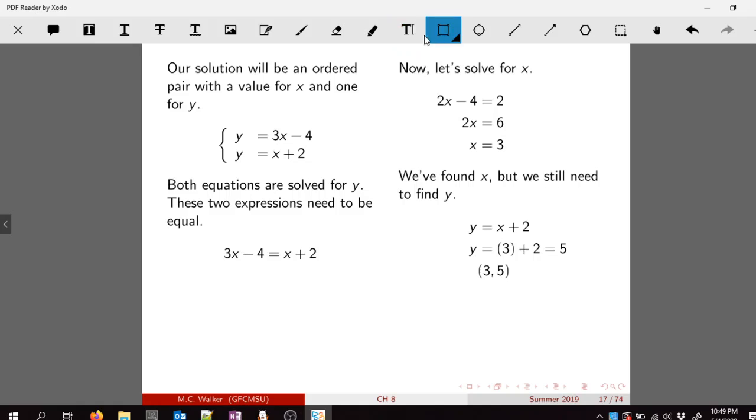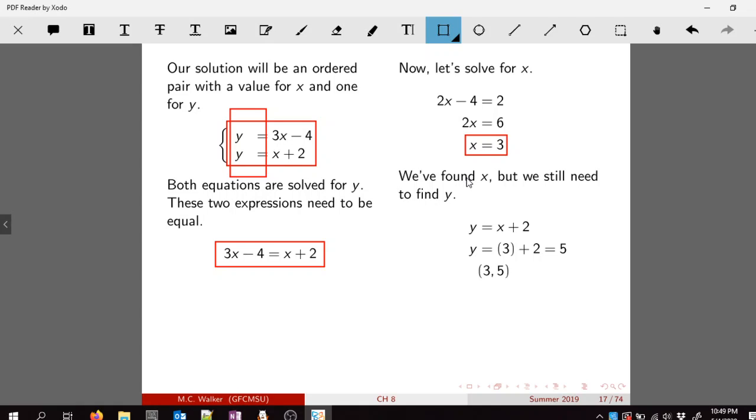Now, the system that we're starting off with right here has the form of y is equal to. Both of these equations are solved for y. So what we do is we just set them equal to each other. 3x minus 4 is equal to x plus 2. We know how to solve that for x. We subtract x from both sides, then we add 4 to both sides, and after we divide by 2, we get x is equal to 3.